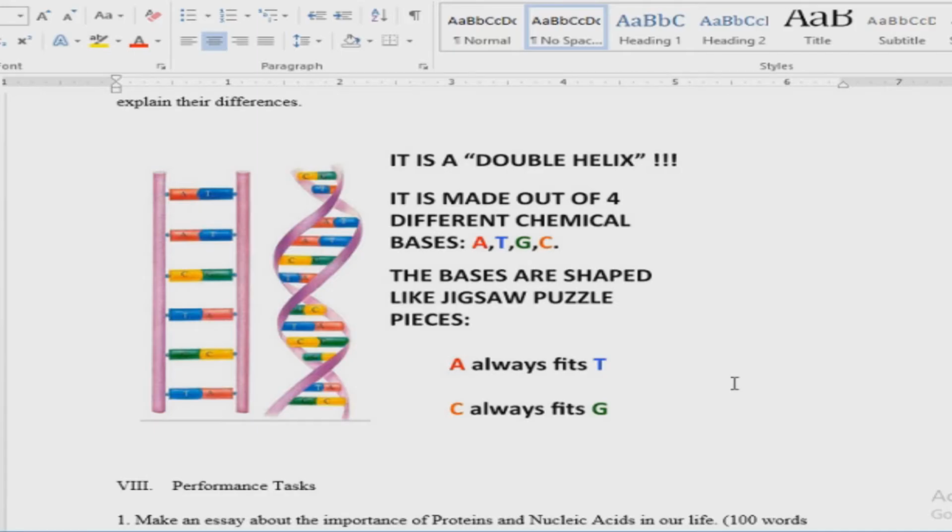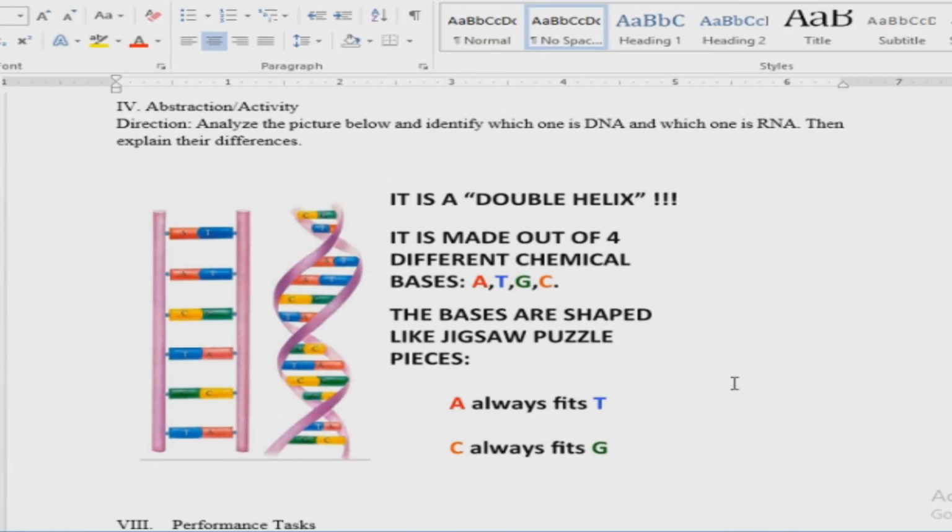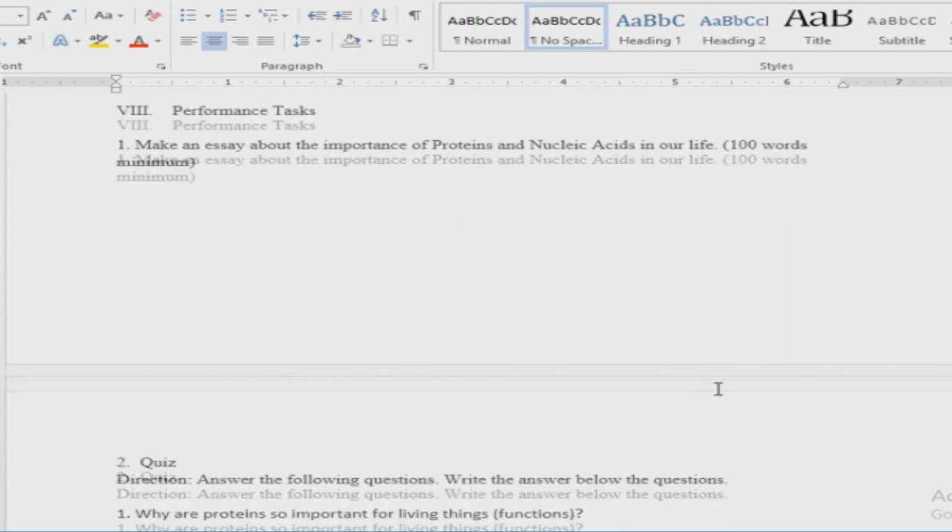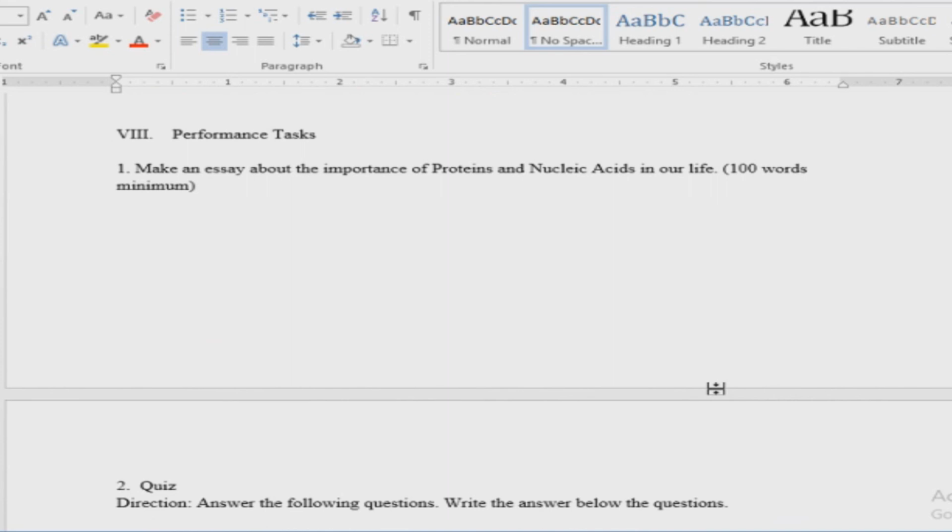So for your activity, I have here a diagram. It is a very easy activity. I want you to identify which one of these is a DNA and which of these is an RNA. And also please read the description. It also helps you in understanding the lesson. Then for your performance test, I want you to make an essay about the importance of protein and nucleic acids in our life. The mechanics is 100 words minimum, and please write it in English. I want you to be familiarized with using English because it really helps you when you're in college.